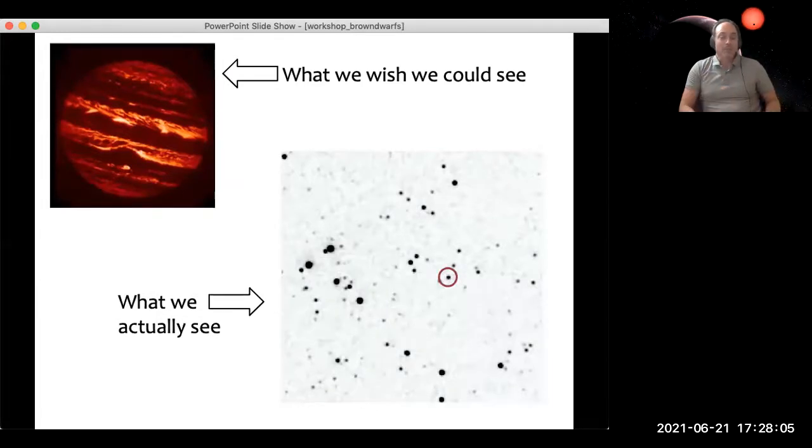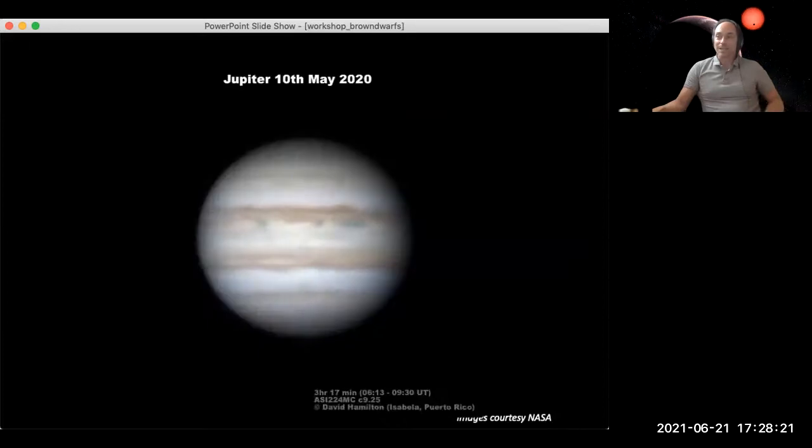But what we can do is, if we don't have the spatial resolution, we can use the temporal aspect of it, the time, right? So what we can do is we can monitor these brown dwarfs over time. And as these different clouds come in and out of view, that's going to change their brightness. Now we can see that with Jupiter, for example.